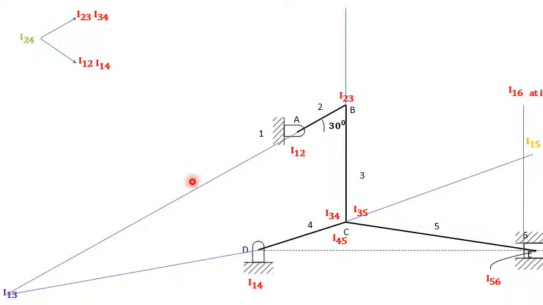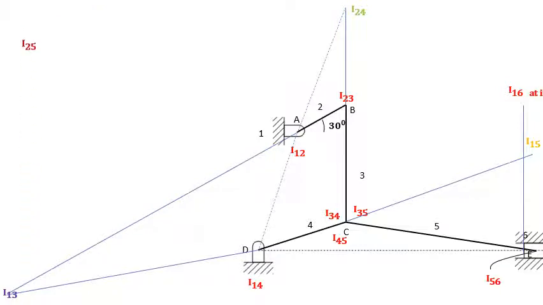Next, connect I12 and I14. Connect these 2 points and extend the line till it reaches the previous line. This intersection point is I24.